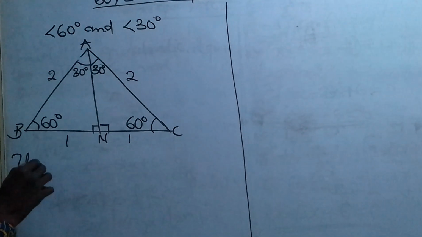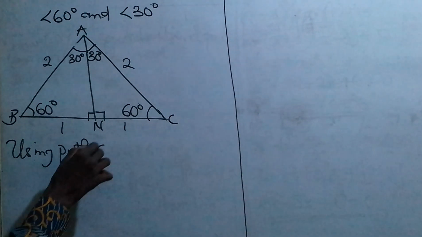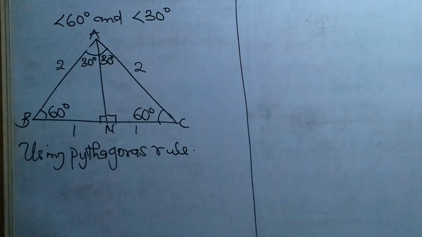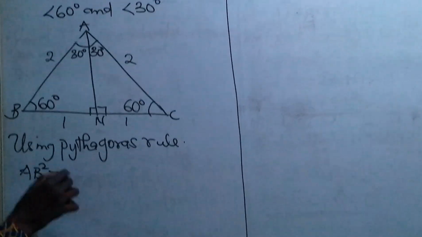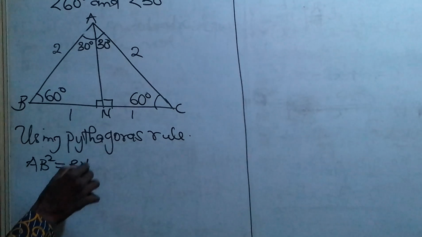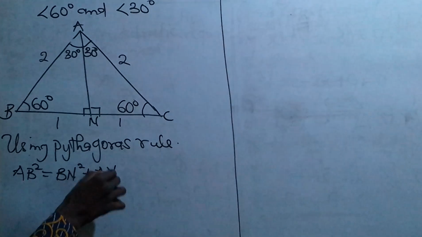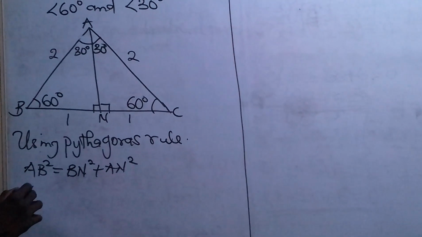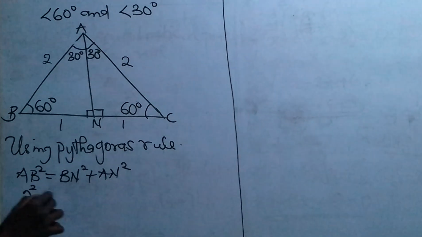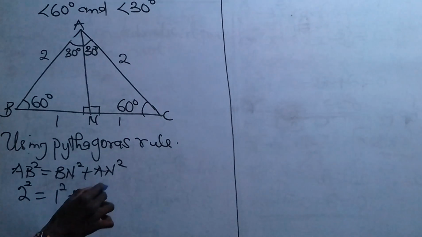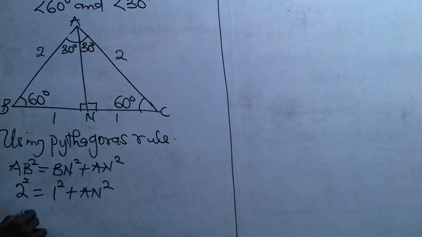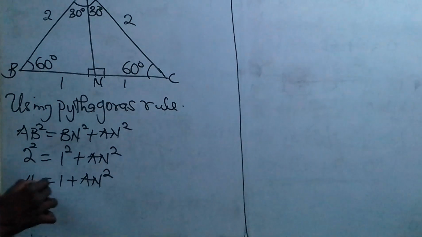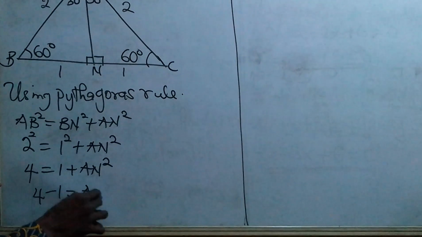To find AN, we are using Pythagoras rule, which states that the square of the hypotenuse, which is AB square, is equal to the sum of the squares of the adjacent two sides. AB square is equal to BN square plus AN square. AB square is 2 square, which is 4. BN square is 1, plus AN square. So 4 equals 1 plus AN square. When you collect like terms, this plus 1 becomes minus 1, so 4 minus 1 is equal to AN square.